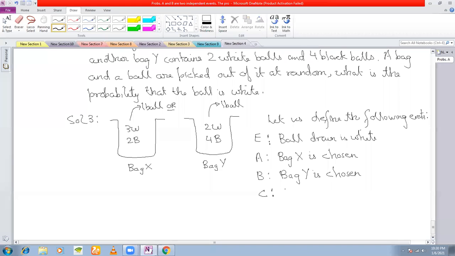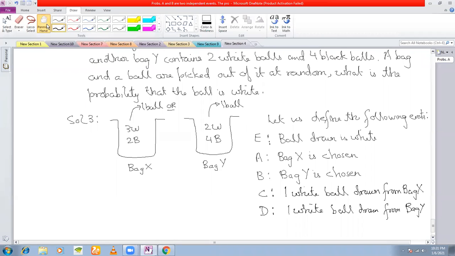What should be the event C? If I have chosen the bag X, then I will draw a white ball from bag X. So I'll say one white ball drawn from bag X. Clear with this? Event D, if I choose the bag Y, then I'm drawing one white ball from bag Y.